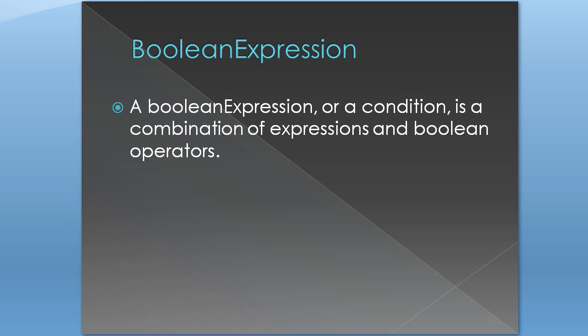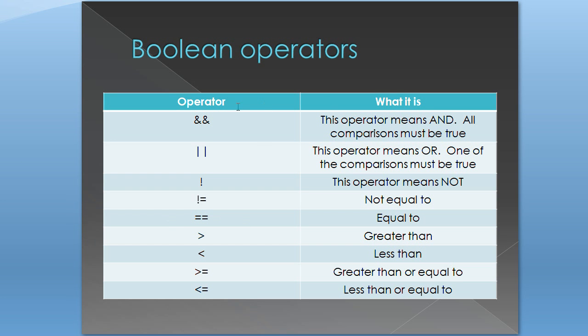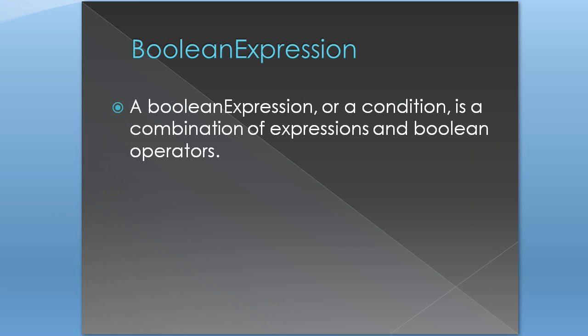Okay, so a Boolean expression is a condition, a combination of an expression and a Boolean operator. We just looked at that over there. And the expression we covered last tutorial, that can be a variable, constant, returning method, and a combination of the above with math operations in between those. That's what an expression is.